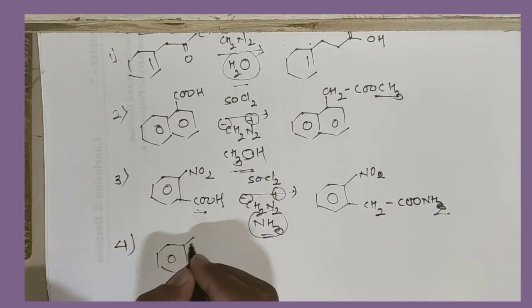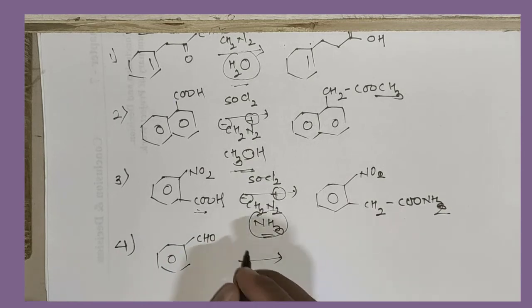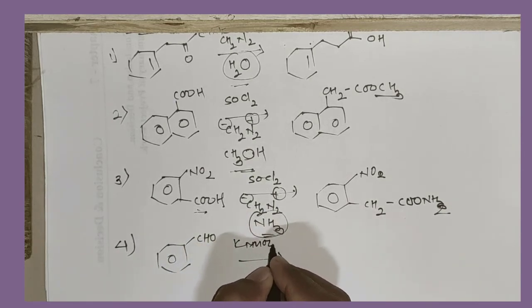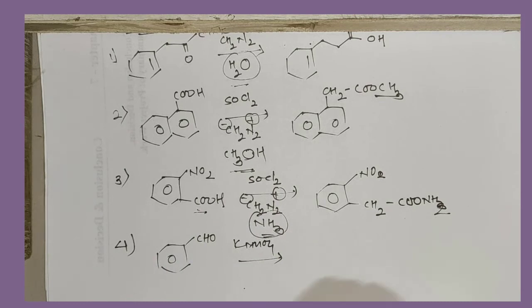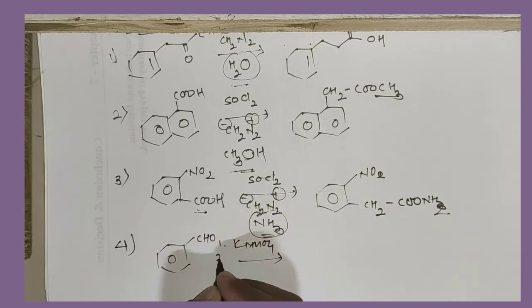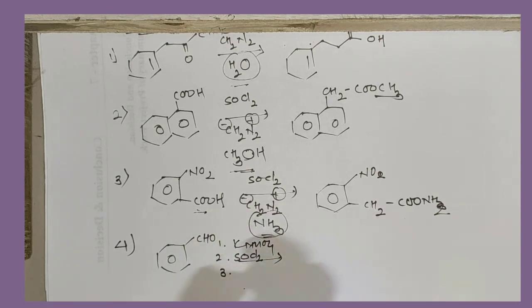Suppose we are taking benzaldehyde. Suppose you are given the reaction conditions. First it reacts with KMnO4, second with SOCl2, third with diazomethane, CH2 minus N2 plus, fourth with water, fifth with H plus. Now you have to give me the final product here. Clear? So this is the Arndt-Eistert reaction.